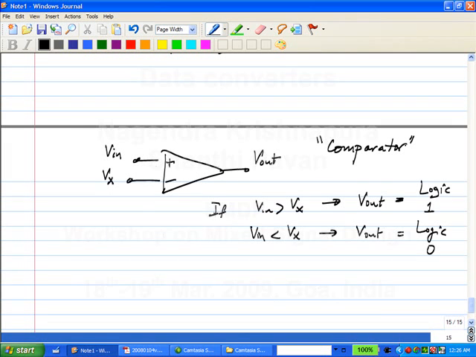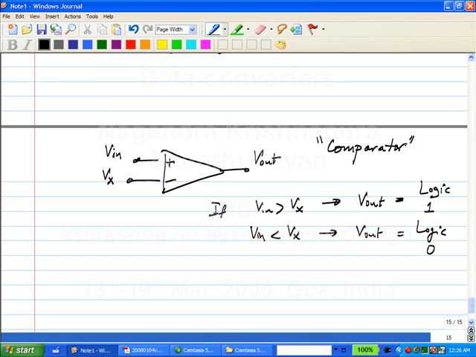You understand? So this is like going to an interview. You either cleared it or not, right? What happens inside the committee room, nobody knows. Okay? So as far as the input and output is concerned, if you're less than a certain threshold, it is a logic 0. If you're greater than a certain threshold, it is logic 1.